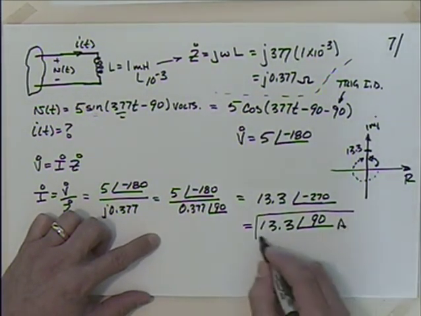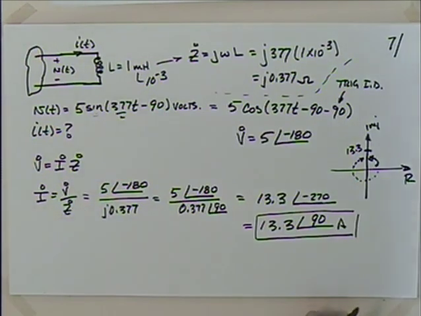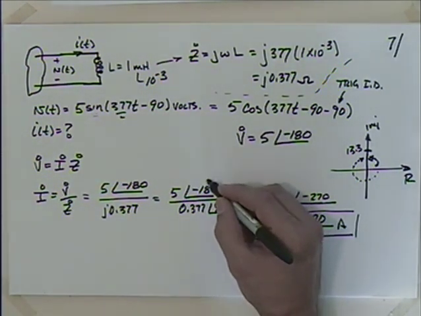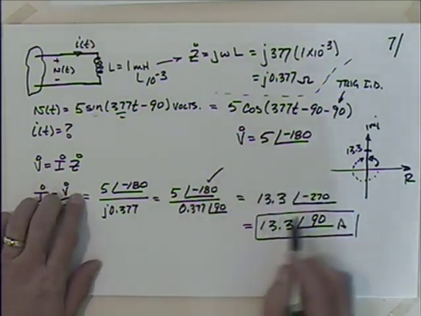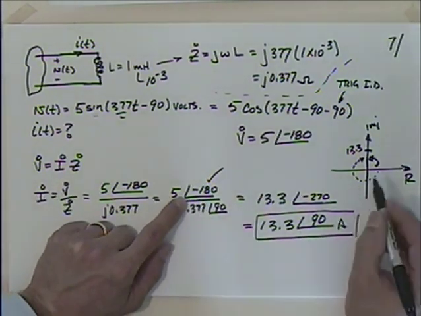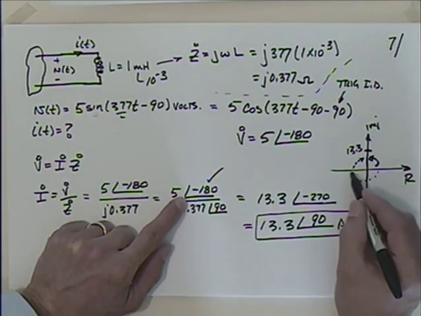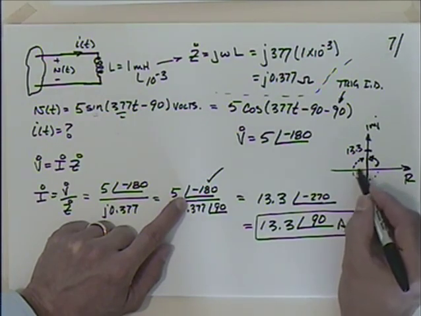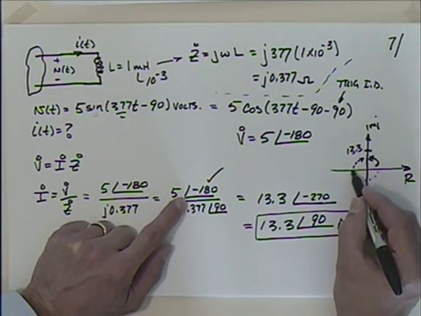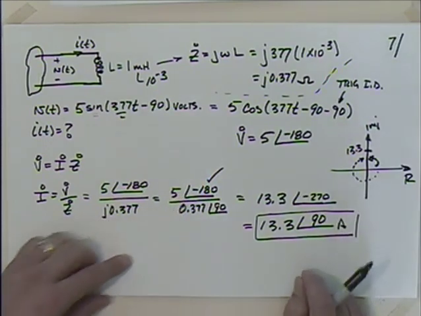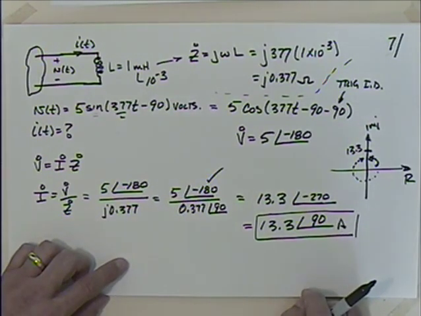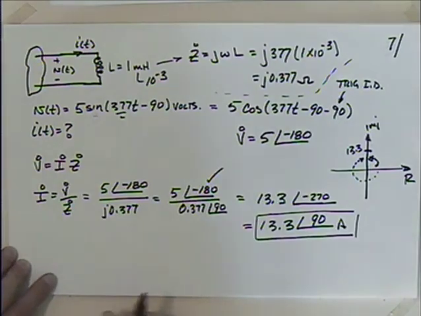Okay, that's going to be in amps. So you'd have 13.3 at 90 amps. And actually, if you key this in your calculator, this is another one to think about, 5 at minus 180. That'd be the same as 5 at 180, or minus 5, right? So lots of ways to express that.